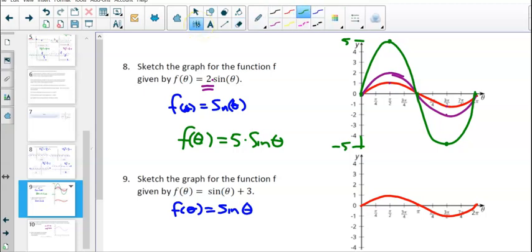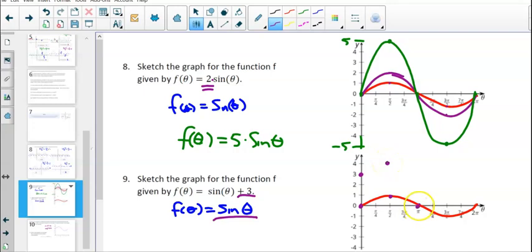For the second problem, number 9, what the addition of 3 means is that whatever the answer is for sine of theta, the answer is now going to be 3 more. So at 0, the answer was 0 for sine of theta, so for sine theta plus 3, the answer is going to be 3 more. That means the answer will be at 3. At pi over 2, the answer was 1, so it's going to be 3 more than that, which means the answer is now going to be at 4.